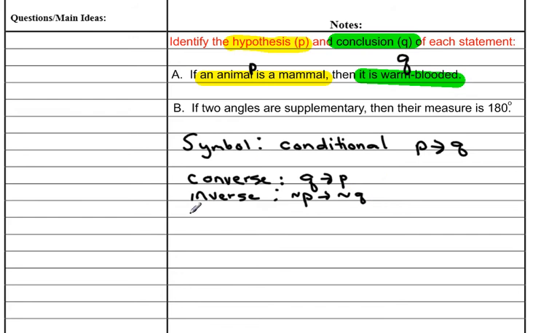And then finally we have contrapositive. And the contrapositive is when we take both the converse and the inverse and combine them. So we're going to take the opposite of Q and then the opposite of P.